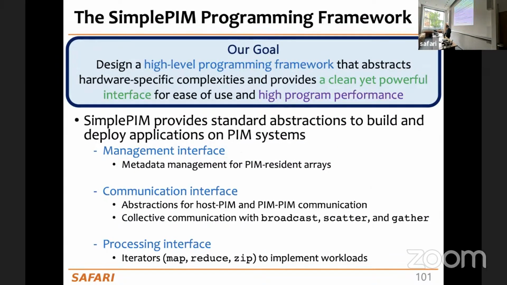Okay, I don't want to go through this in detail because Geraldo may talk about it, but essentially there's a management interface for metadata management for different arrays that are in the processing and memory side, a communication interface for multiple different communications, and a processing interface, essentially to implement workloads. And I already mentioned that, high-level framework. Take the abstraction to a higher level so that the programmer's life is easier. It's in general a good idea. You don't want the programmer, at least you don't want the general programmer, to worry about many things.